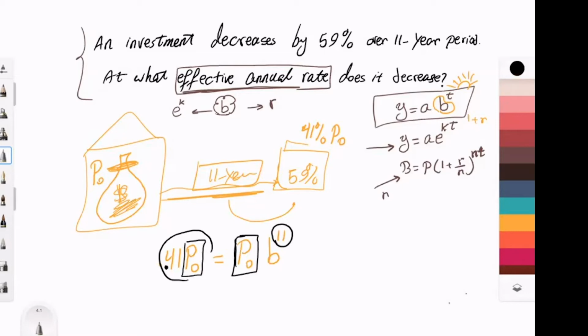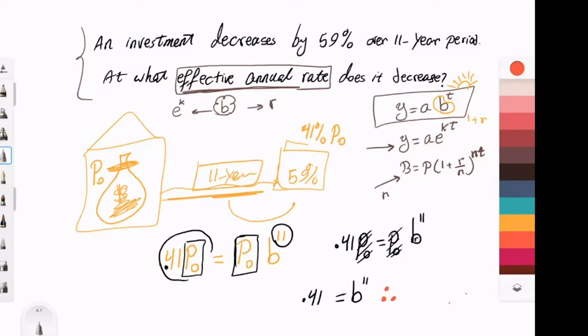So I'm going to rewrite it again. 0.41 P naught equal to P naught B to the power 11. So we know we are looking for R inside of this B. This P naught and that P naught, we can cancel. We get 0.41 equal to B to the power 11. How do I solve for B? Behnaz, how do I solve for B?